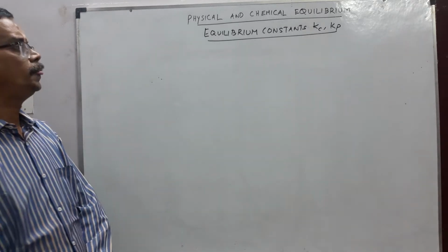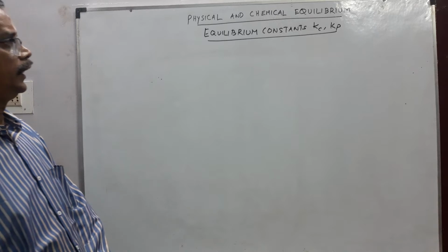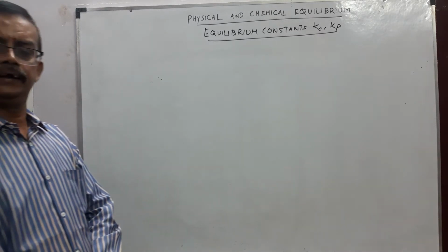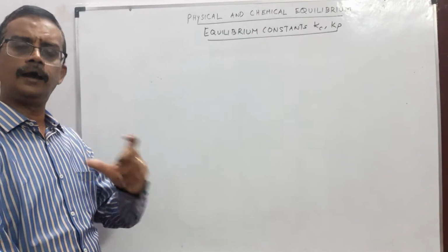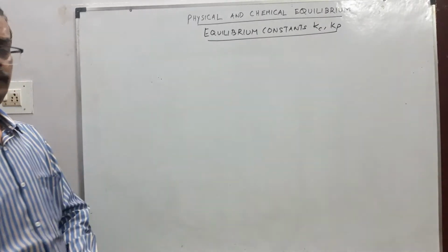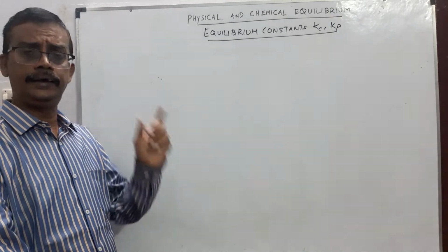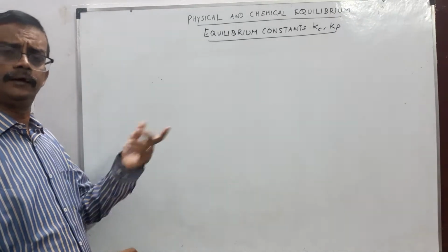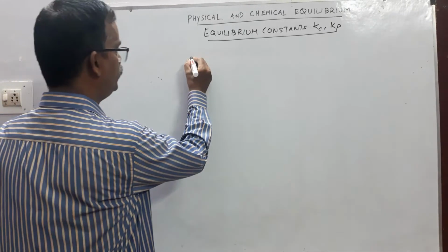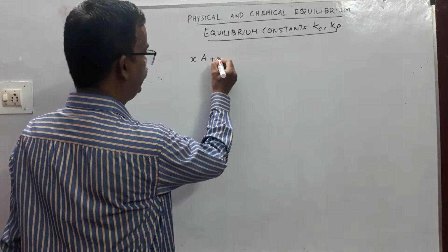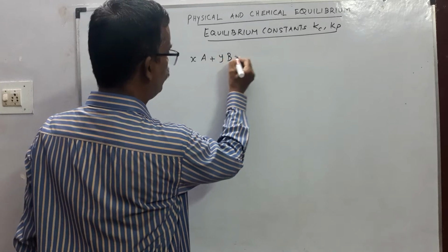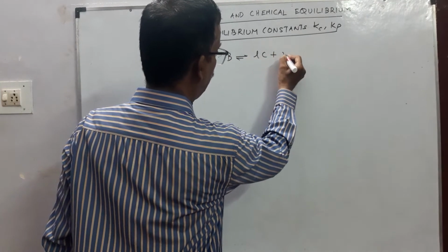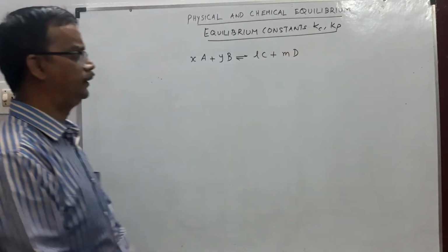Good evening, students. In this class, I explain the term equilibrium constant Kc and Kp, and also derive the relationship between Kp and Kc. Let us consider a reversible reaction. X moles of A reacts with Y moles of B gives L moles of C and M moles of D.